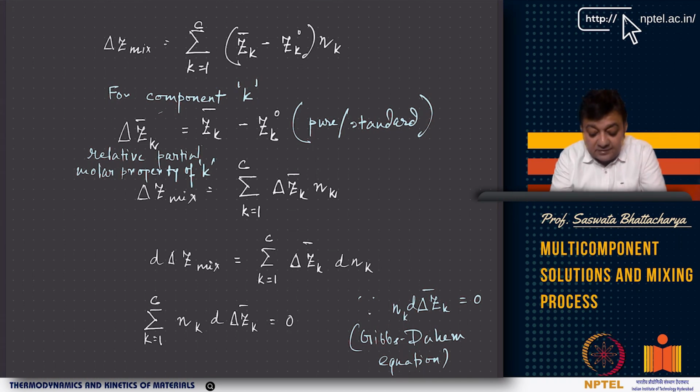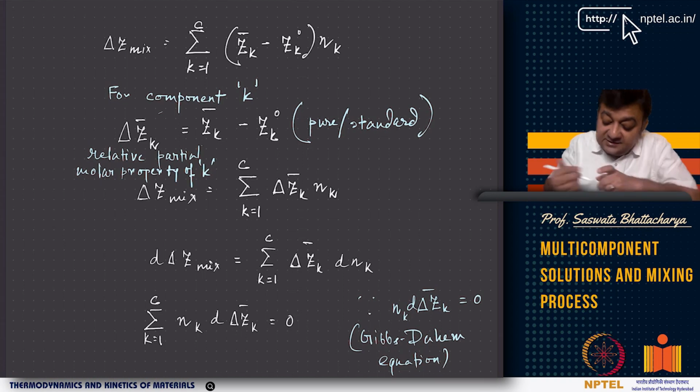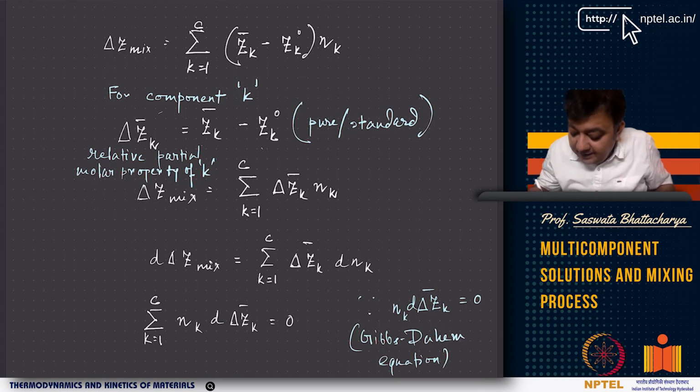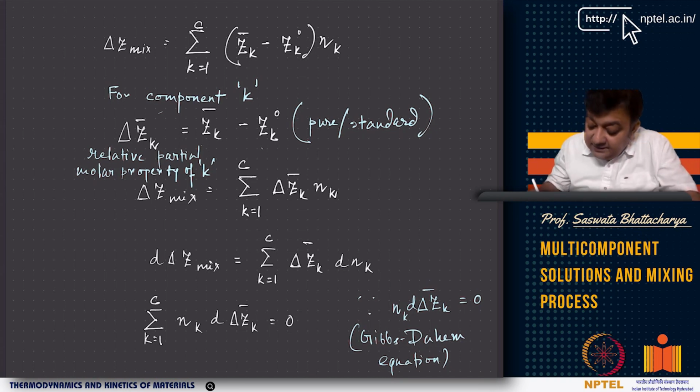The relative partial molar property is the difference between the partial molar property after mixing and that before mixing, right? This is the partial molar property before mixing. This is the partial molar property after mixing. The difference between them gives me the relative partial molar property of component K. And so basically, if I extend the Gibbs-Duhem relation, then I can write Nk d delta Zk bar equal to 0.